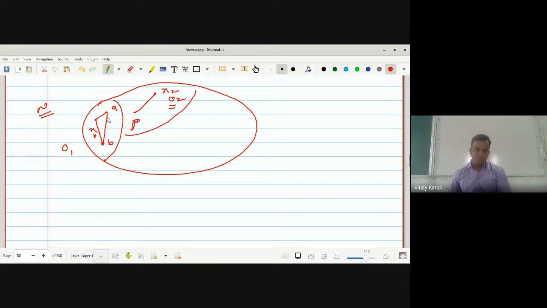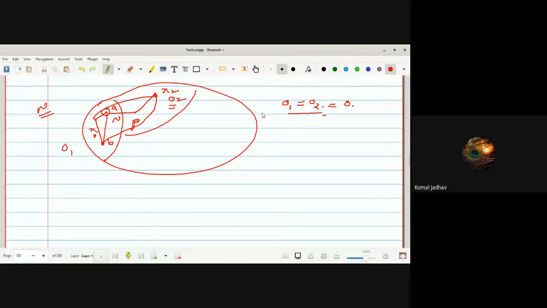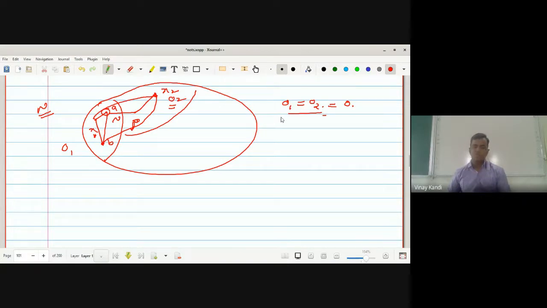Okay, if one of the elements, suppose this a, is related to this p, then by transitive property, by symmetric property, by reflexive property, this is also related to this, and this will be related. Then O1 is equal to O2 is equal to O, correct? Is it correct? Yes, sir. Okay, that's why here all the orbits are disjoint orbits. Okay, hence each equivalence relation, remember this neatly, each equivalence relation brings out the partition of that set.